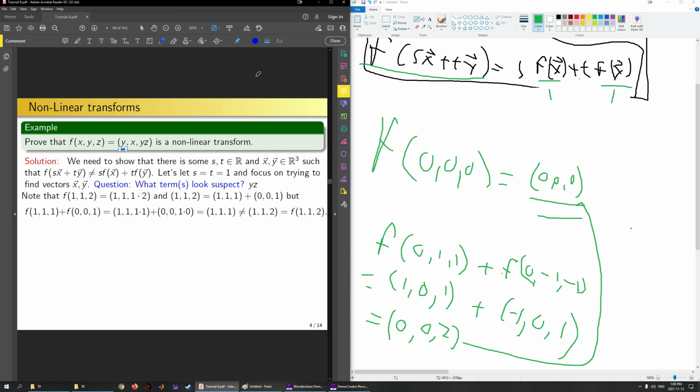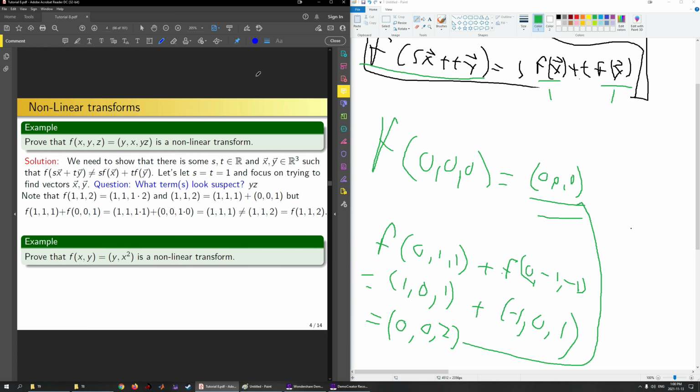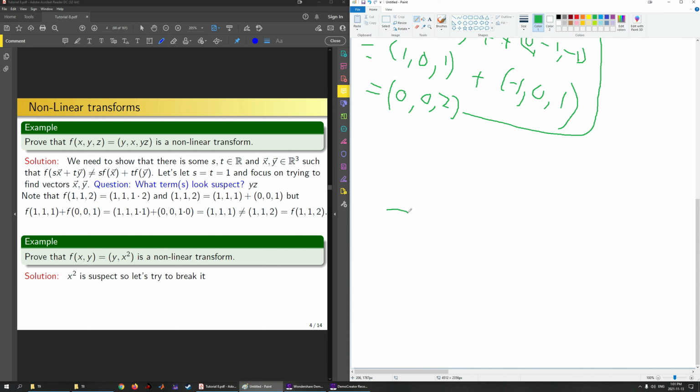Okay, let's look at one more example. Prove that this thing is nonlinear. So pretty clearly, x squared is the term that doesn't look linear. So let's try to break it. So the basic idea here is you could say, hey, 2 squared is 4, right? And 2 is equal to 1 plus 1. But 1 squared plus 1 squared is 2. This is not equal to 4. So that's kind of my motivation of how I found the point to break this.